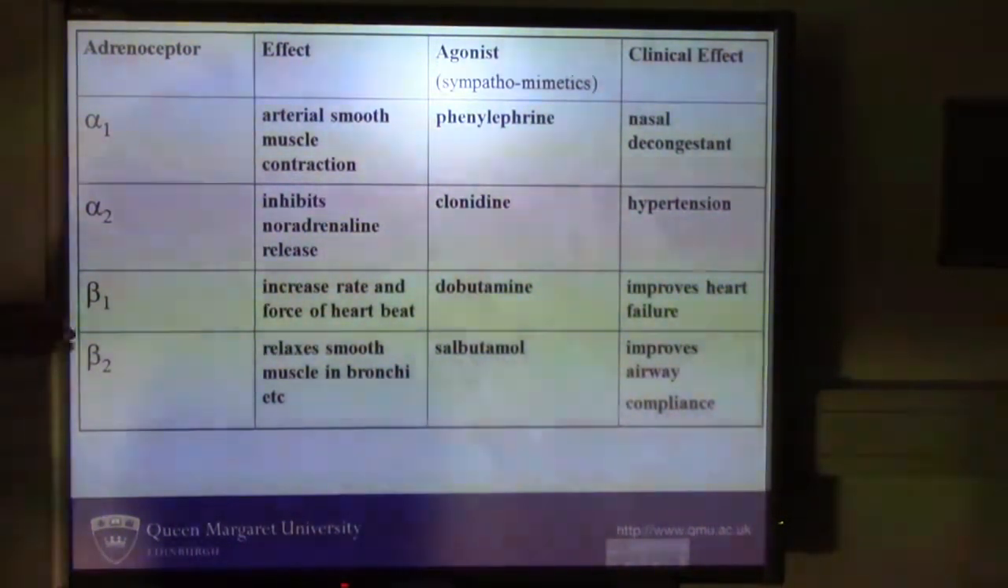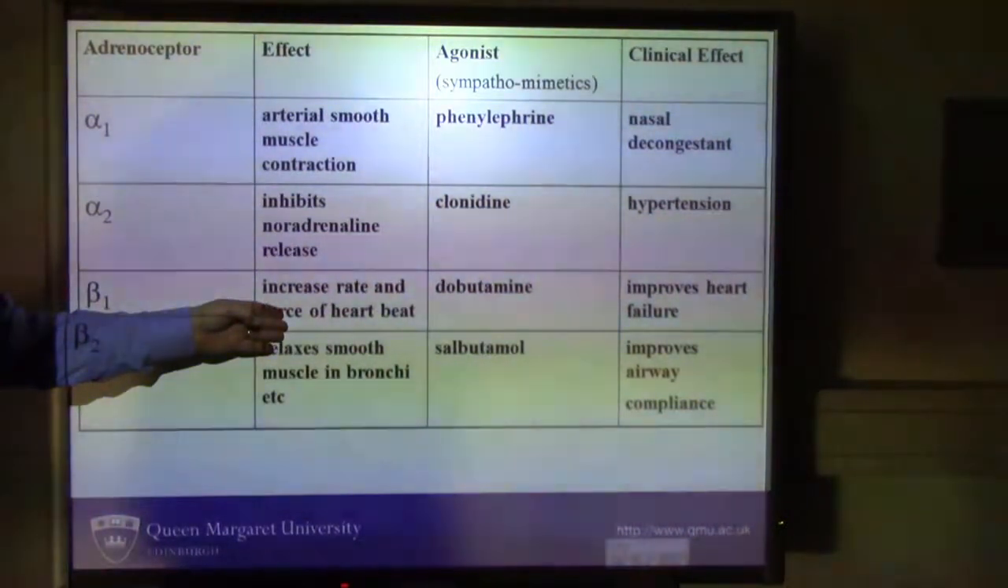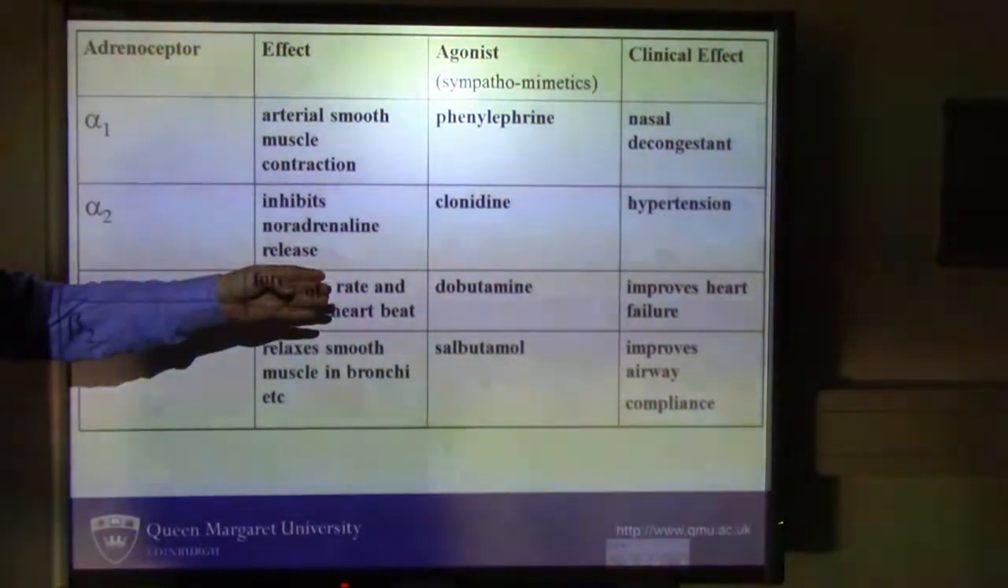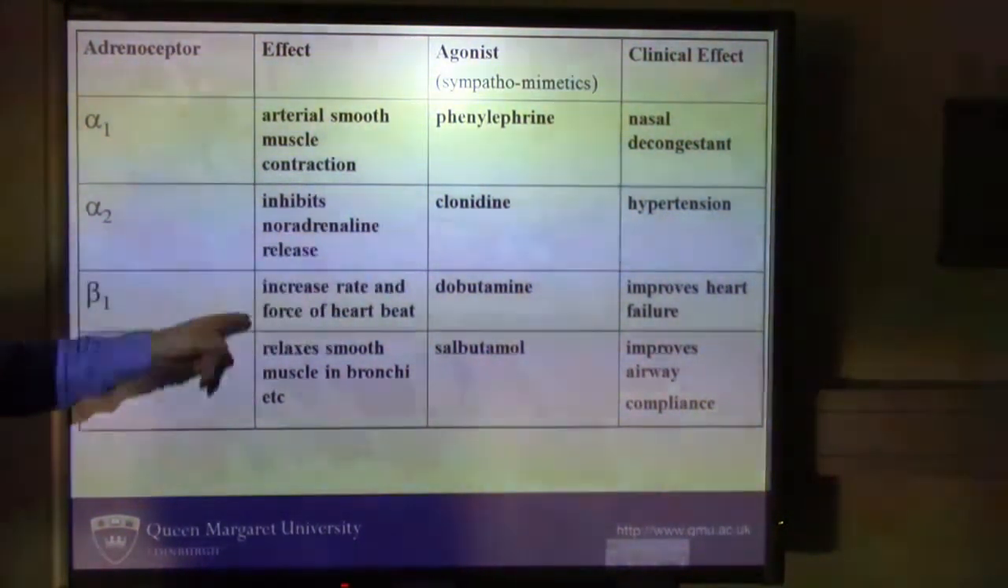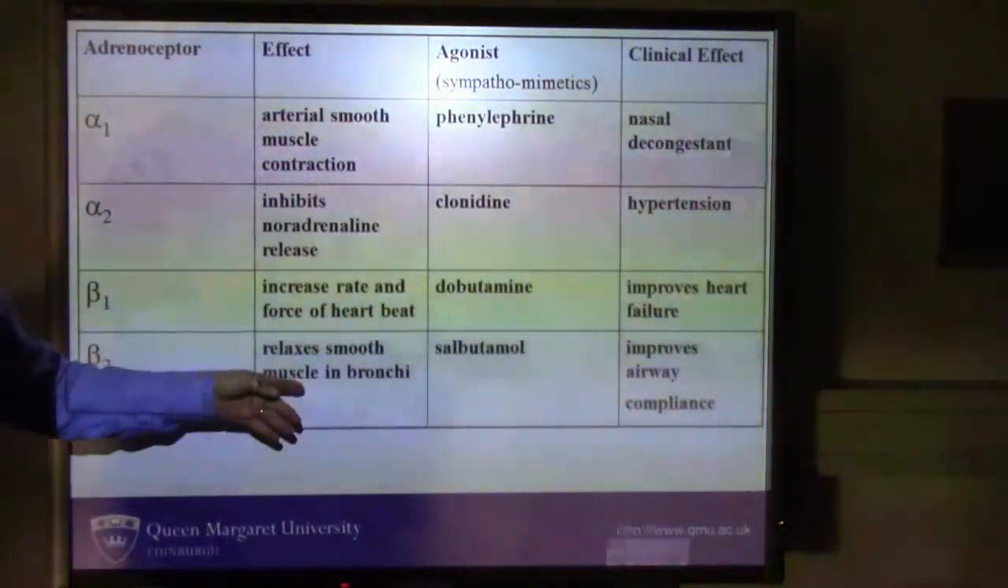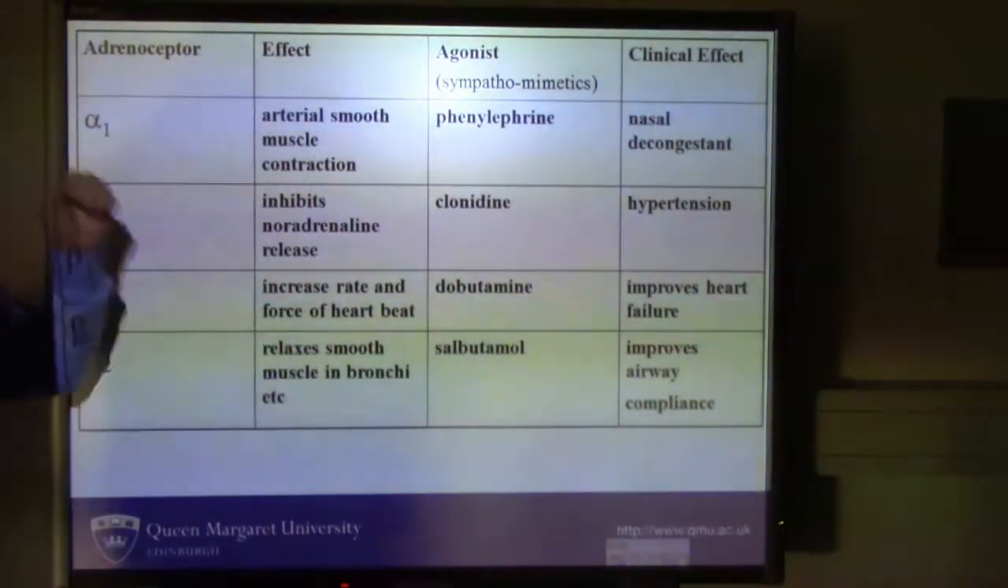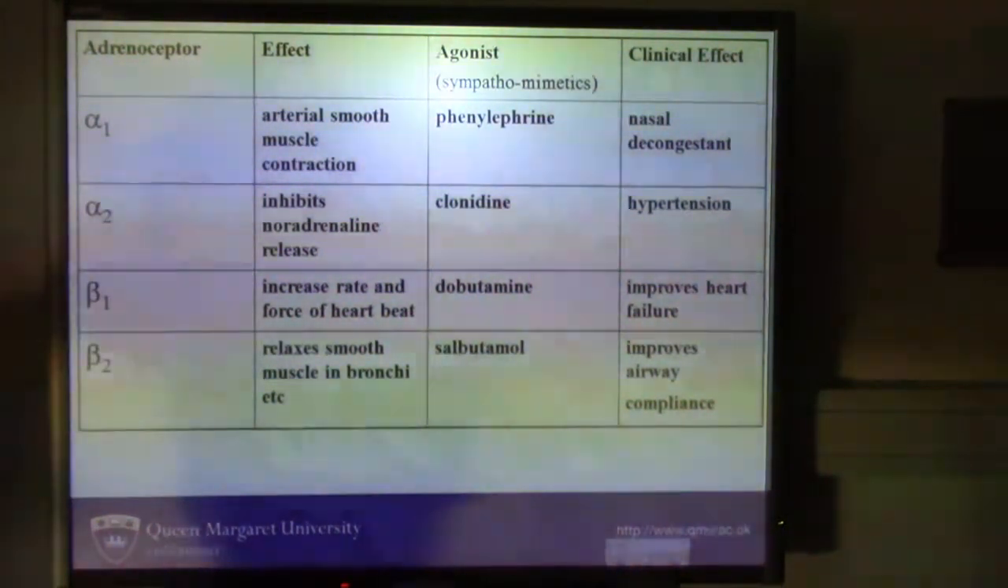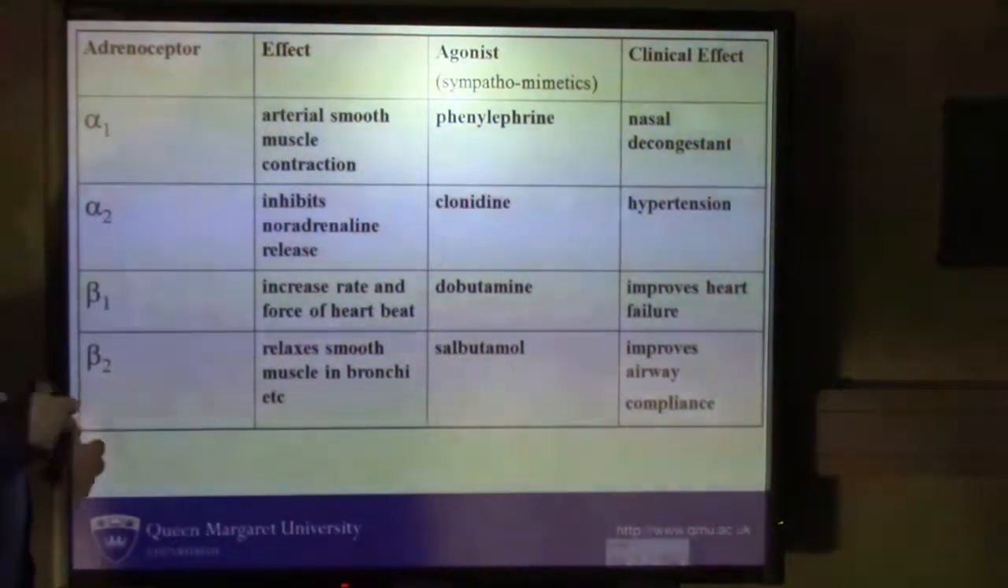Beta 1 increases rate and force of heartbeat. Dobutamine is an example. So if there's heart failure, this would drive the heart better. Beta 2 agonist, salbutamol. Beta 2 acts on smooth muscle in the airways. It relaxes smooth muscle, therefore gives you a bronchodilation, useful in asthma.